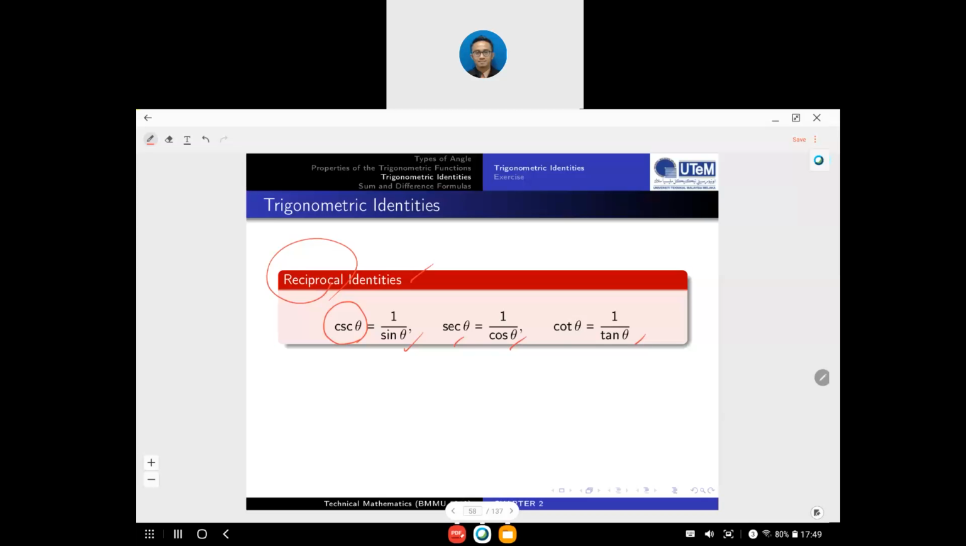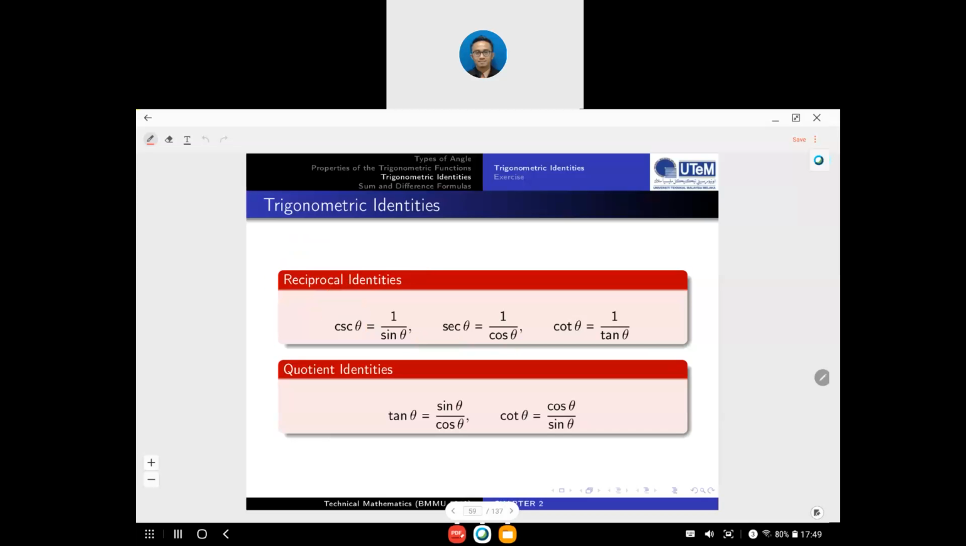And then the second identities is quotient identities. Quotient identities also the same thing. Tangent theta equal to sine theta over cos theta. And then cotangent, we know that cotangent in terms of reciprocal is 1 over tangent. So awak terbalik je lah ni. So it becomes cos theta over sine theta. So this one is quotient identities.